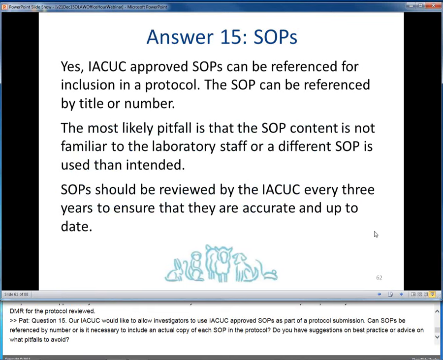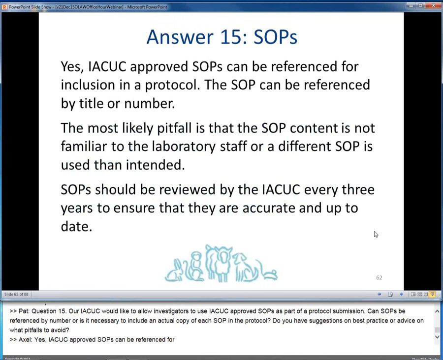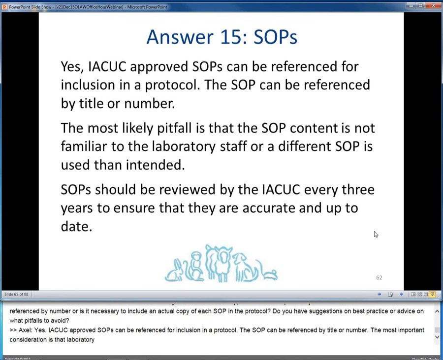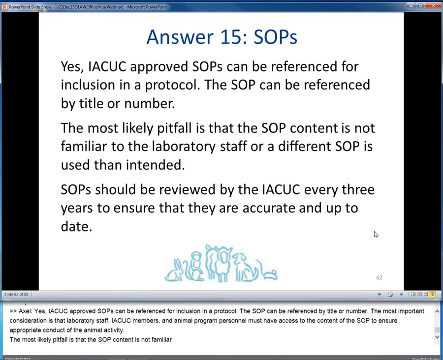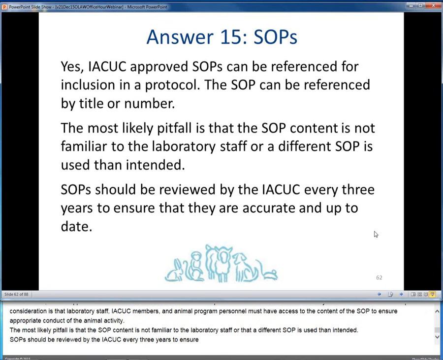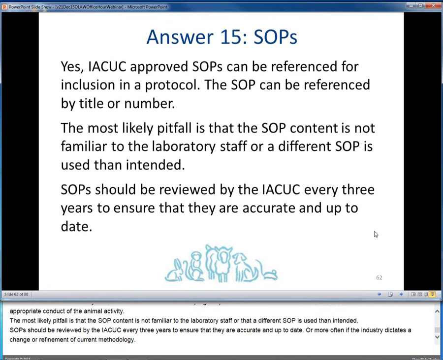Yes, IACUC-approved SOPs can be referenced for inclusion in a protocol. The SOP can be referenced by title or number. The most important consideration is that laboratory staff, IACUC members, and animal program personnel must have access to the content of the SOP to ensure appropriate conduct of the animal activity. The most likely pitfall is that the SOP content is not familiar to the laboratory staff or that a different SOP is used than intended. SOPs should be reviewed by the IACUC every 3 years to ensure that they are accurate and up-to-date, or more often if the industry dictates a change or refinement of current methodology.